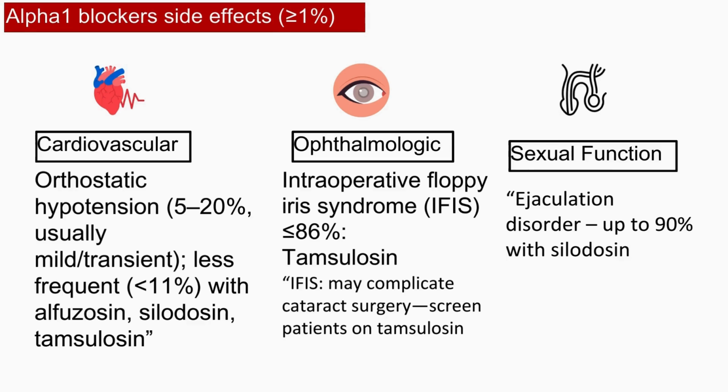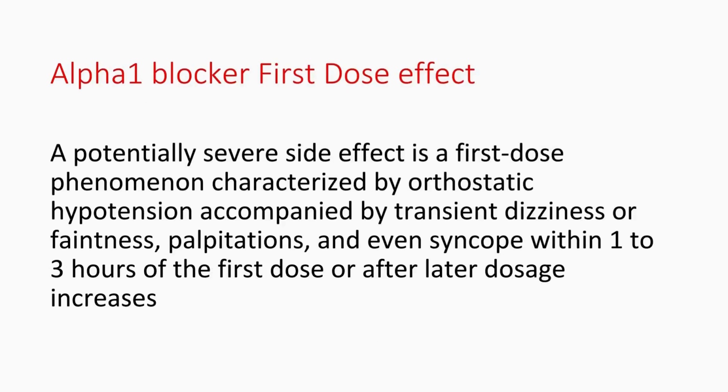Now, the classic high-yield side effect. The first dose phenomenon. What is that? Ah, yes, first dose phenomenon. It's basically orthostatic hypotension, blood pressure dropping suddenly when you stand up, leading to dizziness, fainting. Exactly. Dizziness, feeling faint, palpitations, sometimes even actually fainting. Syncope usually happens within like 1 to 3 hours of the very first dose or after you increase the dose.